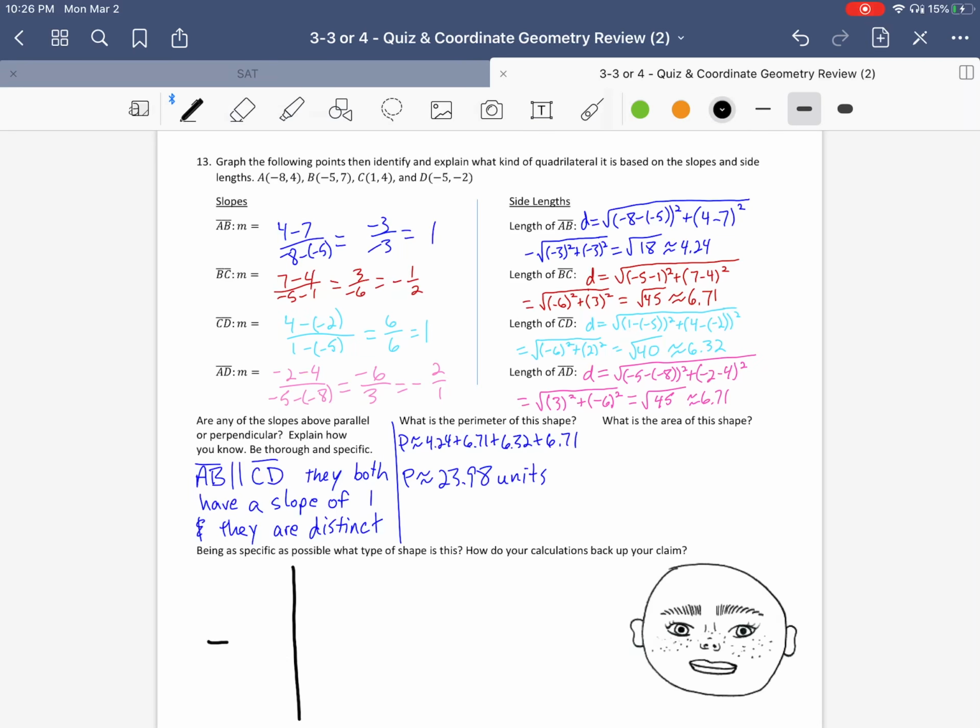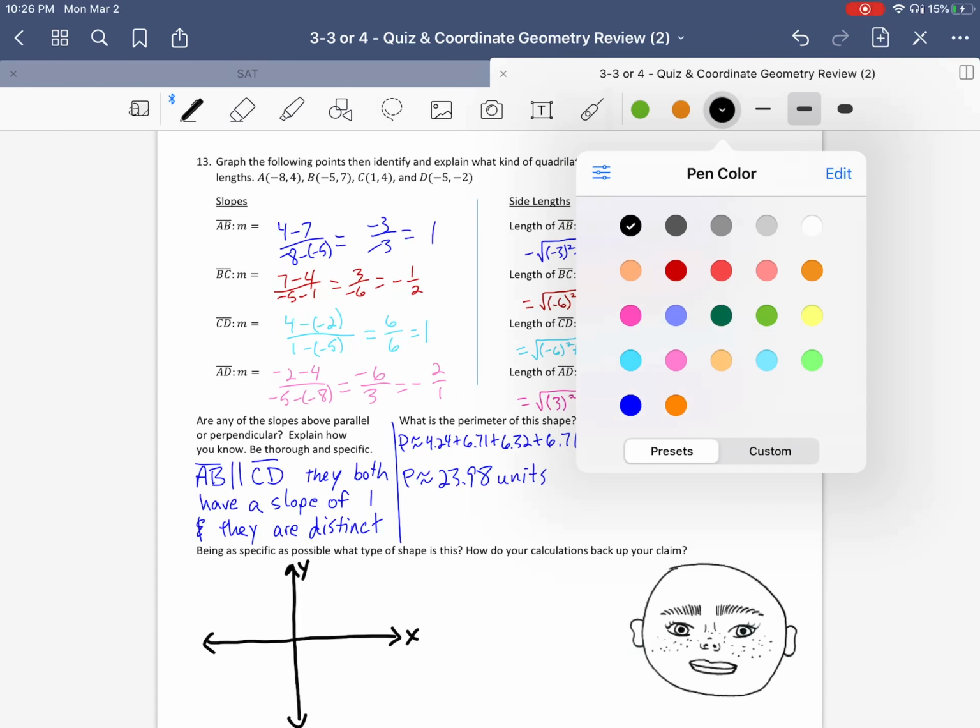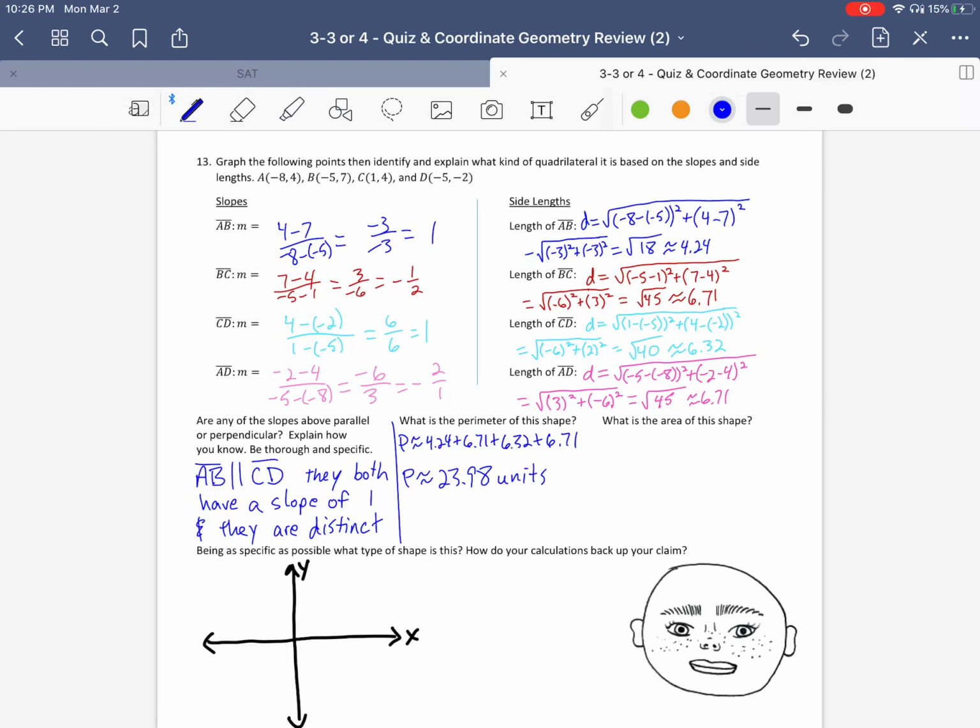So now we're going to do a quick little sketch of these points. So here's my XY coordinate grid, and it's going to be a pretty rough little sketch. That's okay. My first point is (-8, 4), so that will be about right there, and that is A. (-5, 7) will be about there. That's B. C is (1, 4), so that's going to be about right there maybe.